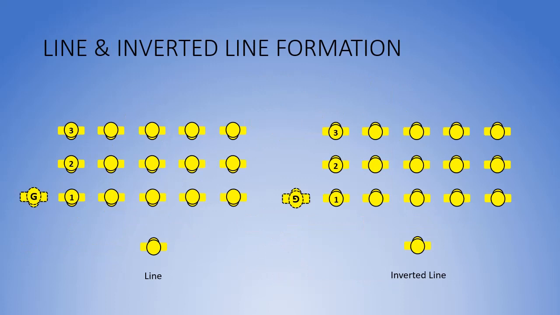Line formation is how we fall in, with the squad leaders to the right of the formation. Dress is to the right. For inverted line, the squad leaders are to the left, dress is to the left, and the formation only marches short distances in either orientation.